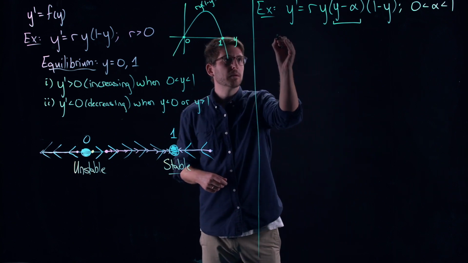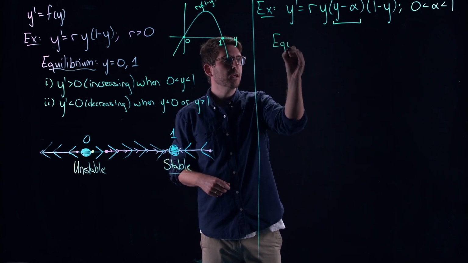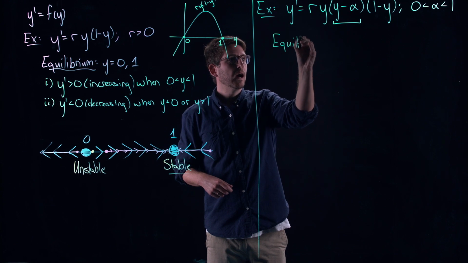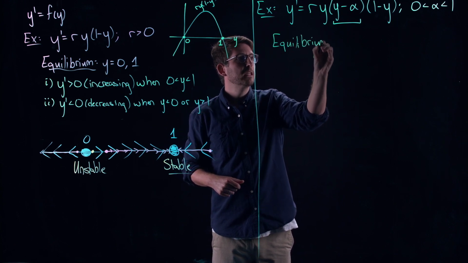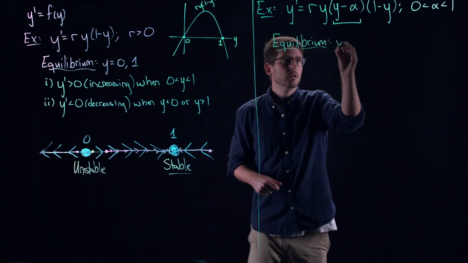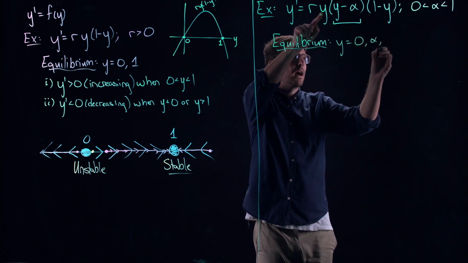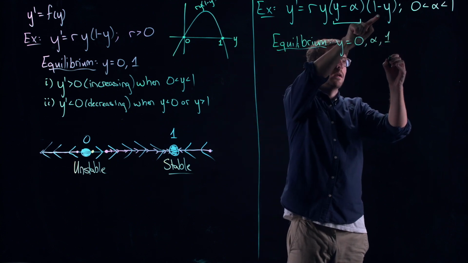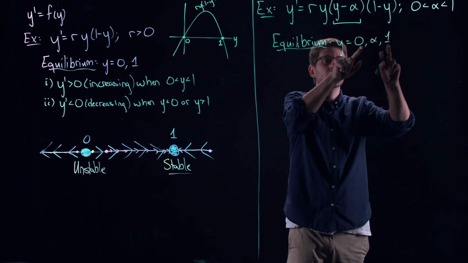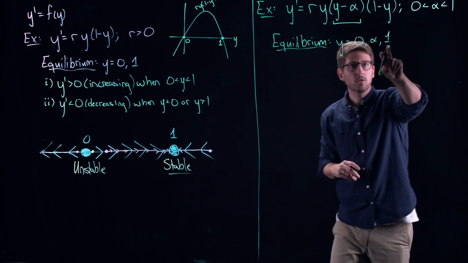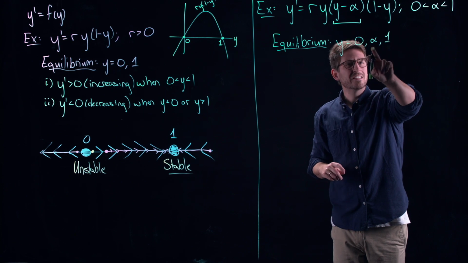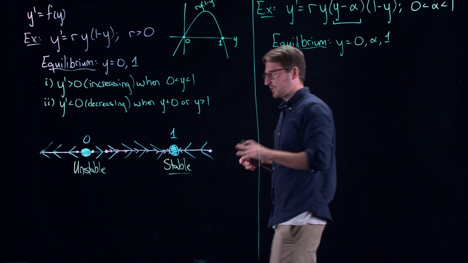So again, let's talk about the equilibria. Same thing. Luckily for you, I gave you the equation completely factored. So one equilibrium is 0, another one is alpha, and another one is 1. So extinction, then full carrying capacity, and then this thing alpha in the middle that we haven't really discussed yet.